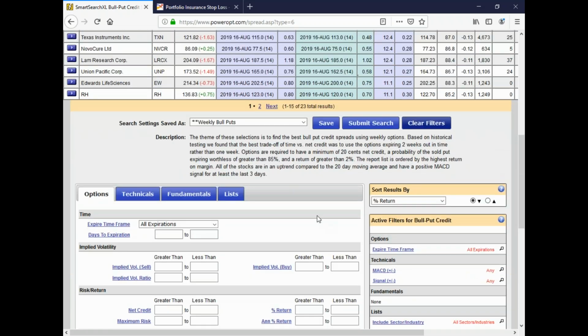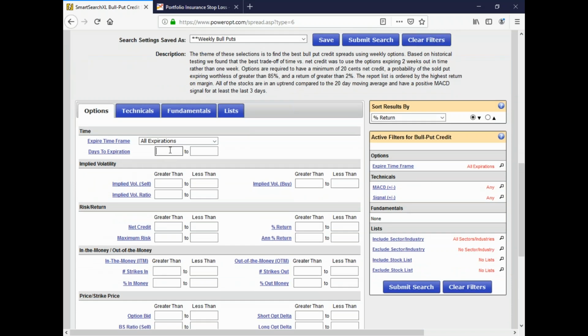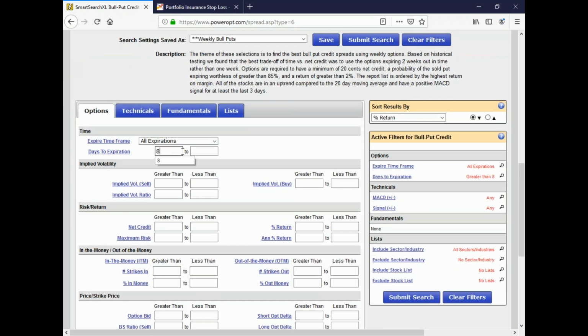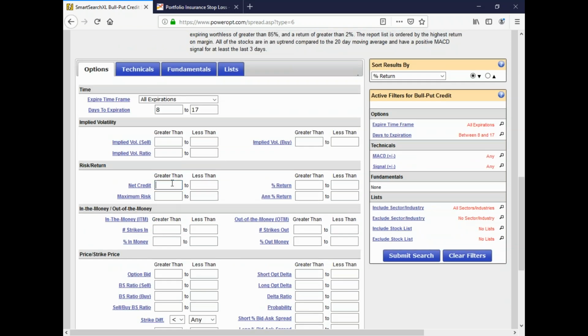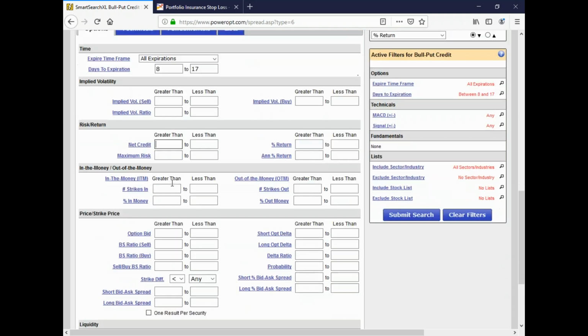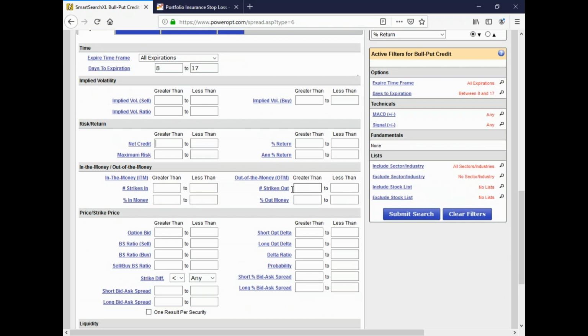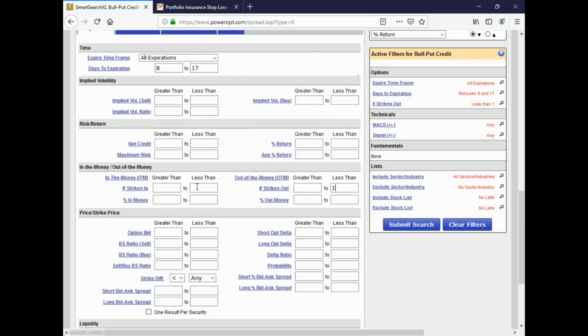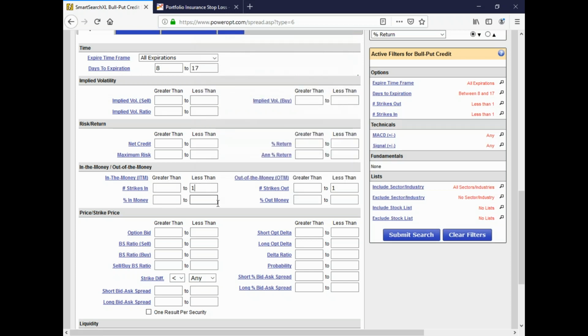So I'm just going to clear out the filters from the defaults. I'm going to keep the expiration time frame the same, 8 to 17 days, so we're going 2 weeks out. I'm not going to worry about net credit or return, but what I am going to focus on is at the money. I'm going to force it to be less than 1 strike out of the money and less than 1 strike in the money. That's always looking at the short option in the spreads, the pivot point of what's most important.